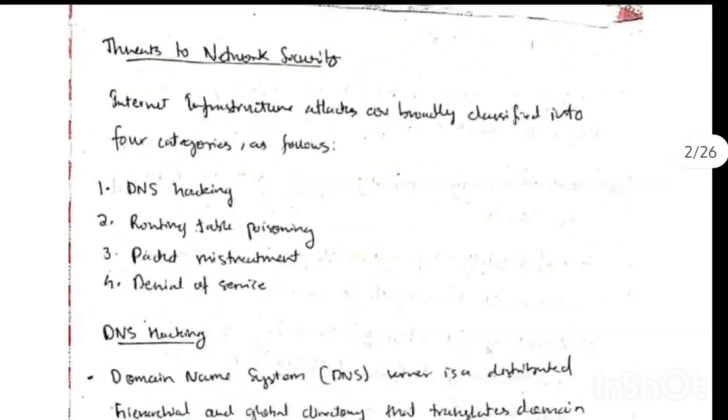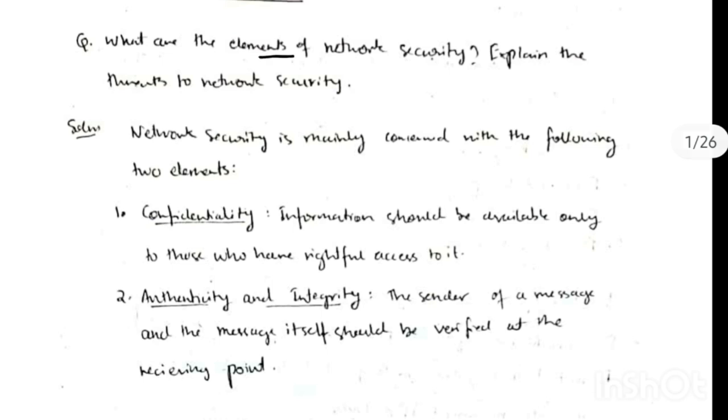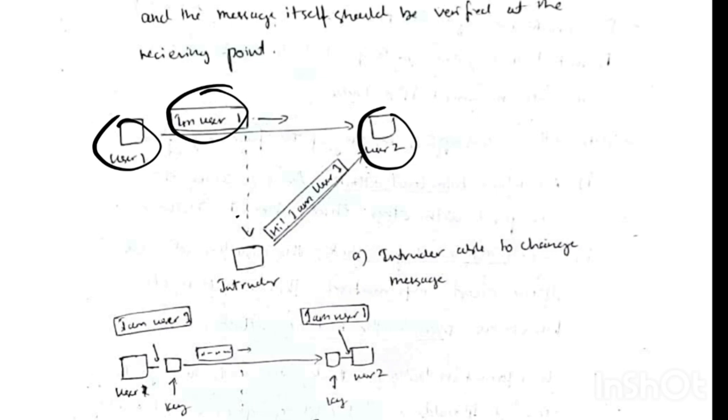So let's get started with the first question, which is the elements of network security. There are mainly two elements: confidentiality and authentication. Confidentiality means the information should be secure. Suppose there is a user 1 who is going to send user 2 a message saying I am user 1. If it is not confidential, other people can also see it, modify it and send it on. That's what confidentiality is.